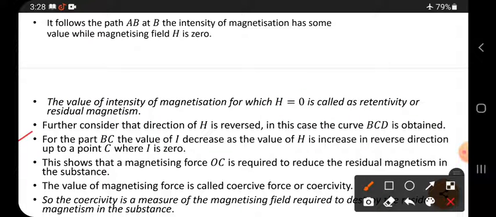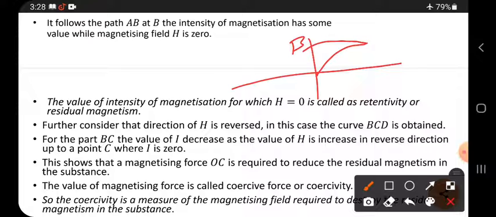Further, consider that the direction of H is reversed. Reverse means we have to apply a negative value. See the diagram here. At the beginning it followed like this, and later it is coming back like this. Here is point B, where the H value is 0. Now H is reversed, meaning we apply a negative H value. In this case the curve BCD is obtained, so from B to C, and somewhere D is present. This type of graph is obtained.